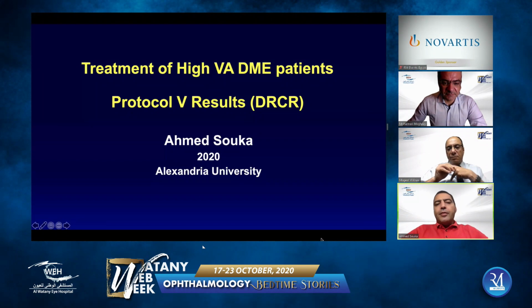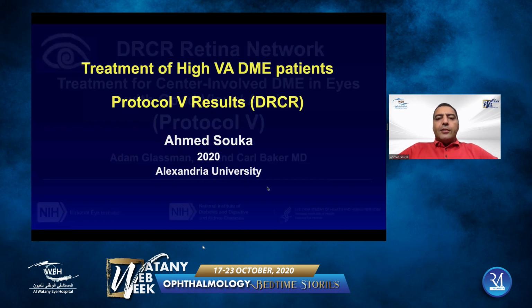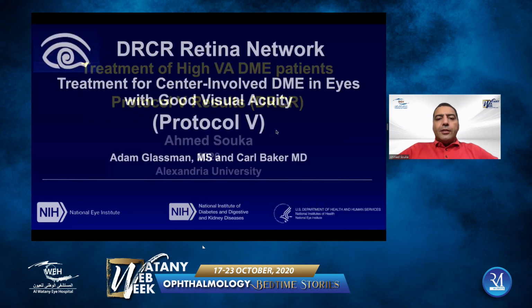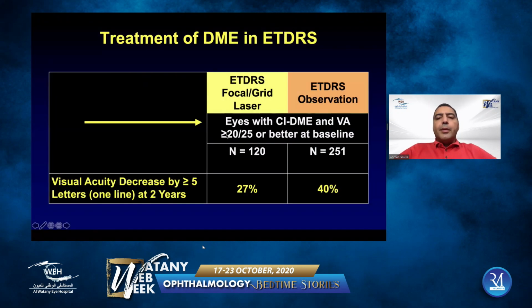Today, I'm going to talk very shortly about how we treat high visual acuity DME patients in our clinics, based on the results of the DRCR network protocol V. Why did the DRCR try to study this? Because they discovered that we did not have this cohort of patients studied alone, how they behave and how we should treat them. So how did previous patients look?